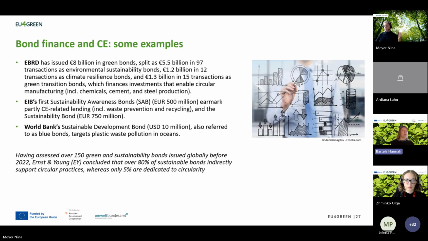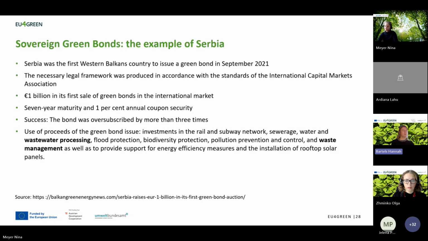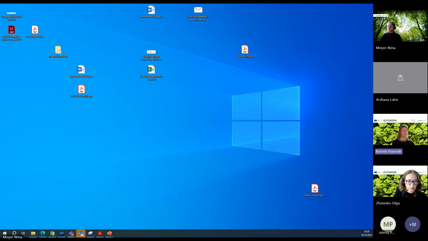Yes. Then on the next slide, we have an example of a sovereign green bond. I think we're all aware that green bonds are also more commonly issued by governments to refinance their environment and climate expenditures. And here we have brought to you the example of Serbia, which was the first Western Balkan economy to issue a green bond in September 2021.